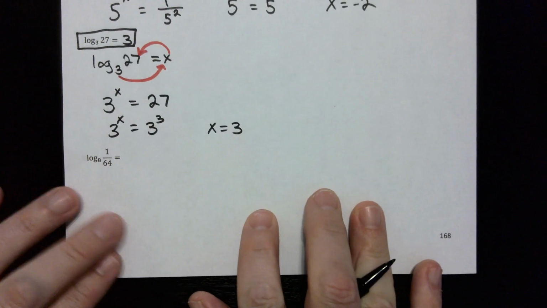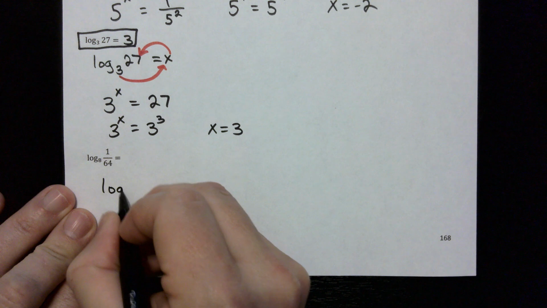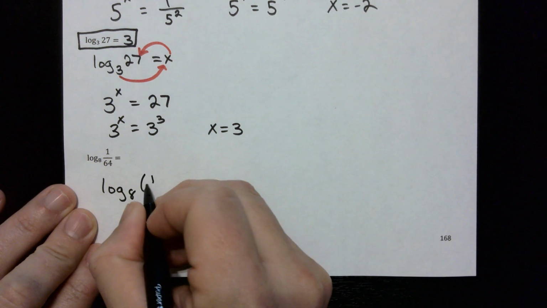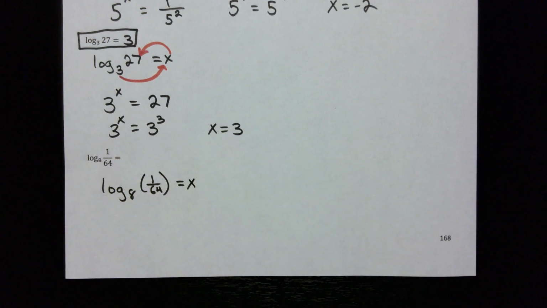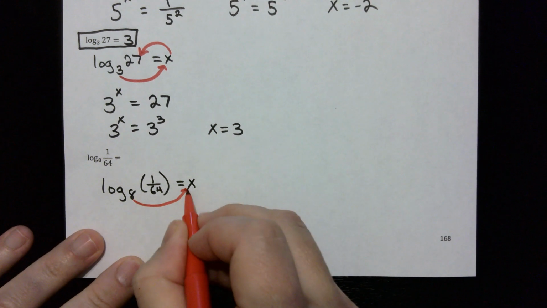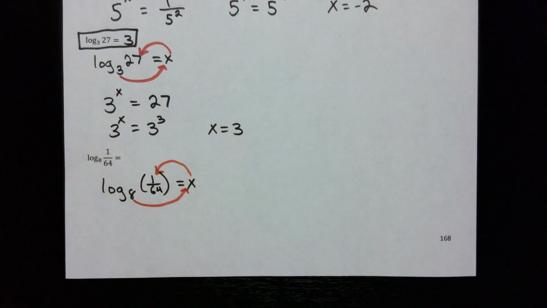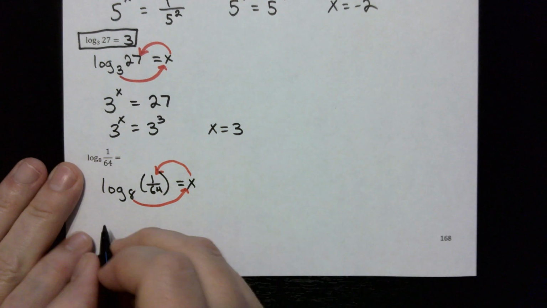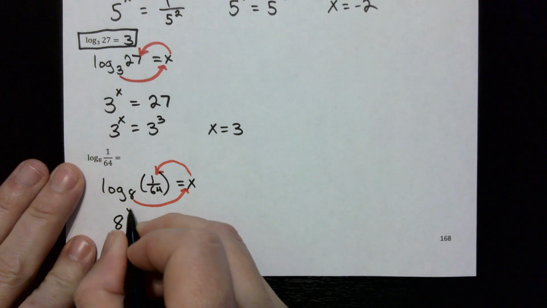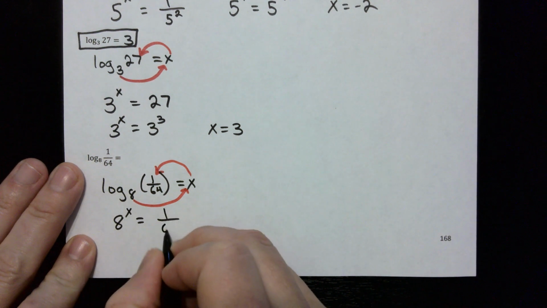Okay, one last one here. We've got log base 8 of the fraction 1 over 64 equals x. I'm going to use the circle method to change this into an exponential. So that will be 8 to the power of x is equal to 1 over 64.